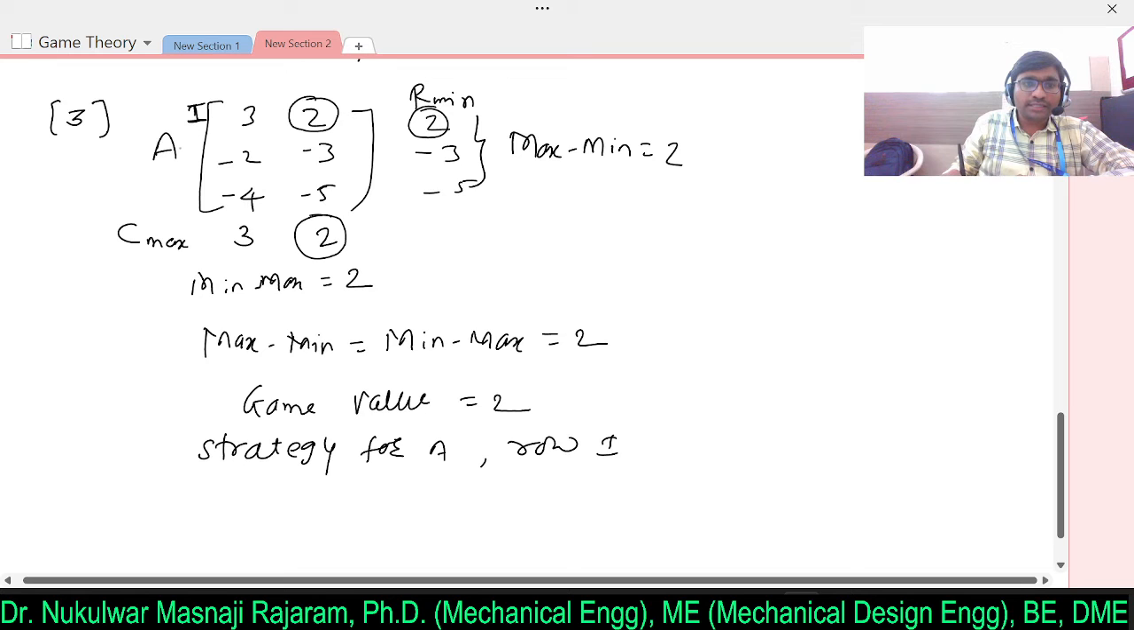So we can say it's row 1 for strategy for A. And if you ask strategy for B, then obviously, if I consider this is row 1 and this is 2, then I can say column 2, if you consider this is column 1 and column 2. Clear? So strategy for A is row 1, strategy for B is column 2. And next is saddle point.